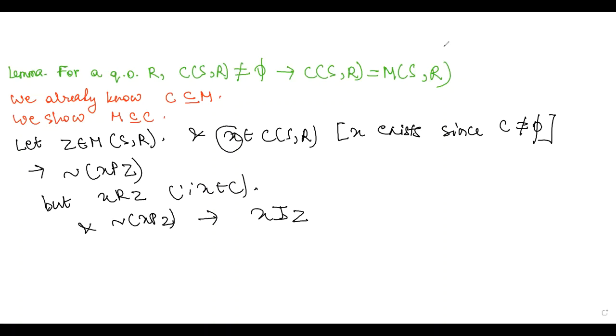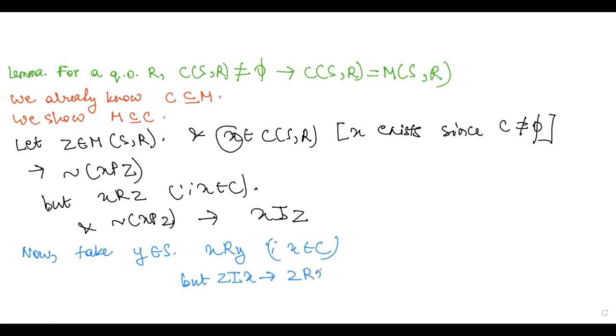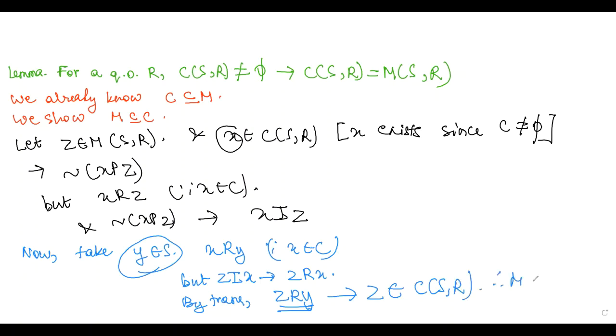Now, since xIz, take y belonging to S. xRy, since x belongs to C. But zIx, so zRx. So using transitivity, we can naturally get zRy. But y was an arbitrary element of S. So z must belong to C(S, R). Therefore, M is a subset of C.